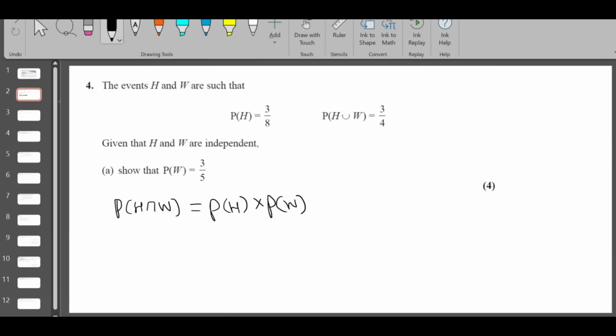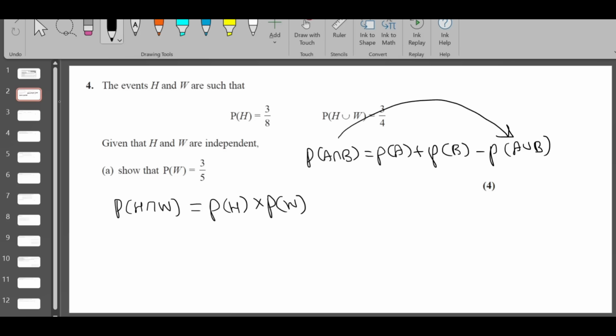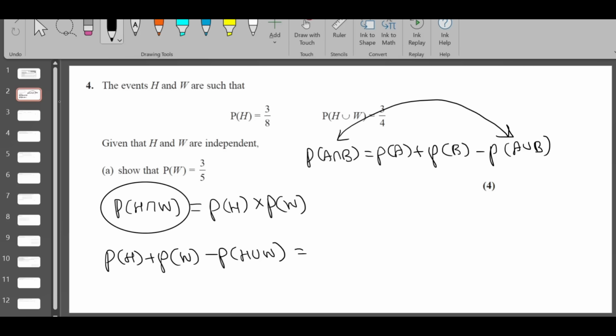And then there is one more formula, the probability addition formula. P of A union B is P of A plus P of B minus P of A intersection B. This is given in the data booklet. You can swap these two and the formula is still valid. So I can apply the formula for H intersection W, which is P of H plus P of W minus P of H union W is equal to, the right hand side stays the same.